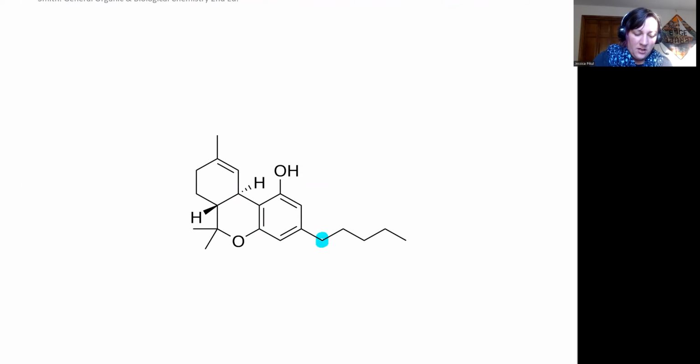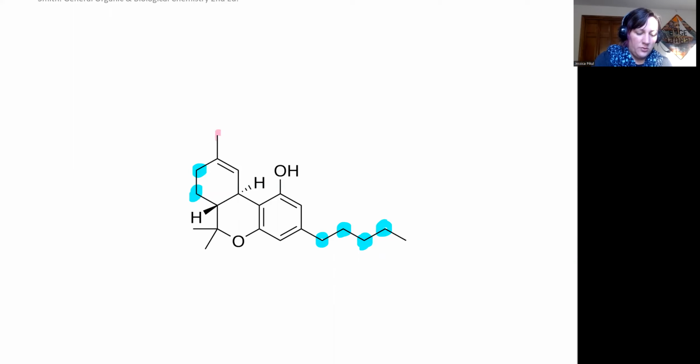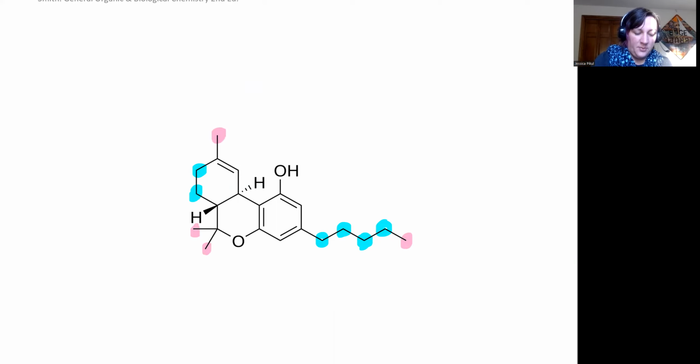For example, all of these ones I'm going to highlight blue. These are all going to be carbons that are bonded to just 2 hydrogens. And then we have a number of carbons that are bonded to 3 hydrogens. I'm going to highlight these. We also have a number of carbons that have double bonds, so they're right here and right here.